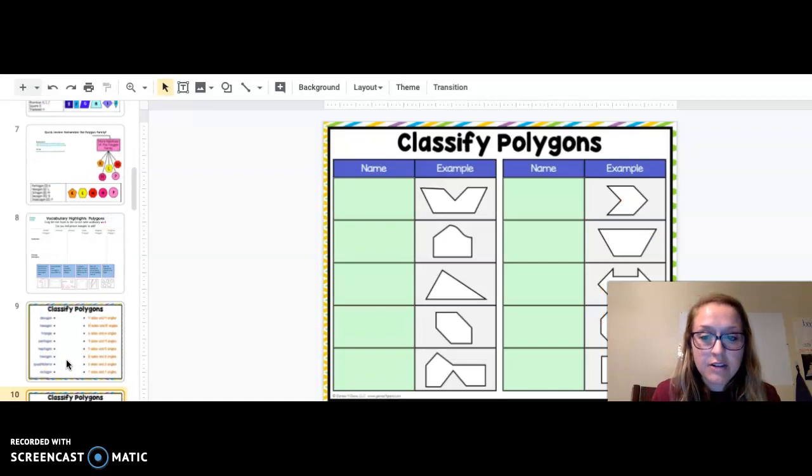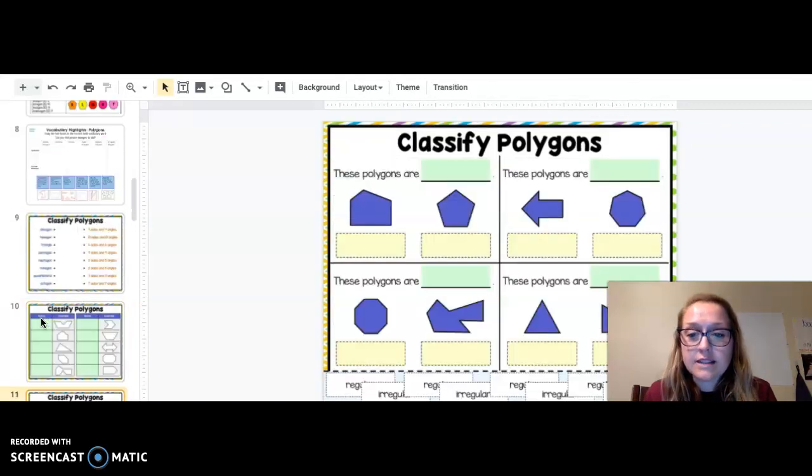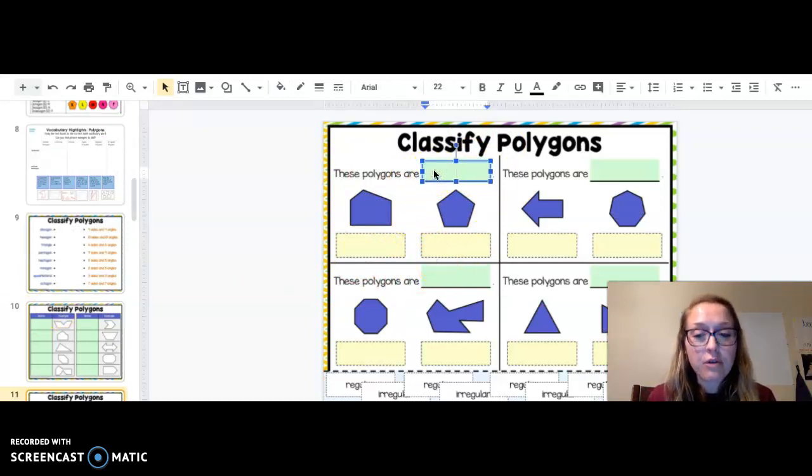So in this slide, you're going to look at each shape given under the column titled Example. You're going to write the name of each shape in the column under Name. Click on the green box and type your answer. You'll pick which polygon it is, or maybe it's not a polygon. Then in the next slide, look at both polygons in each box. Click on the green box and fill in the blank with the correct word.